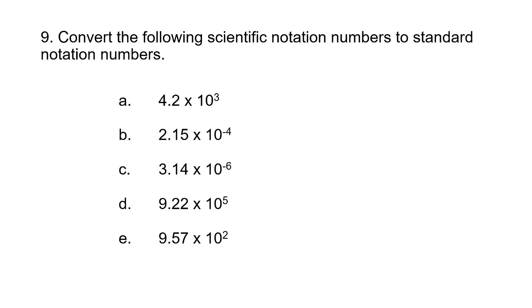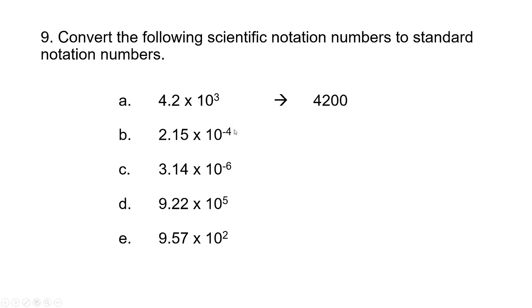Convert the following scientific notation numbers to standard notation numbers. So I'm going to go ahead and move this decimal point 3 places to the right. Again, a positive exponent would indicate a larger number than what I have present. So I'm going to get 4,200.